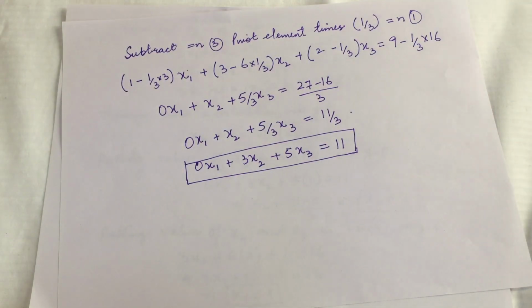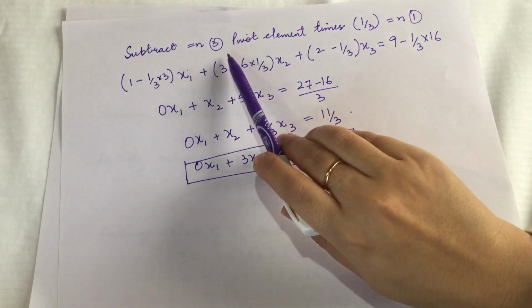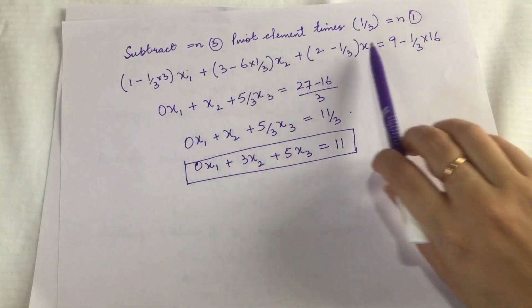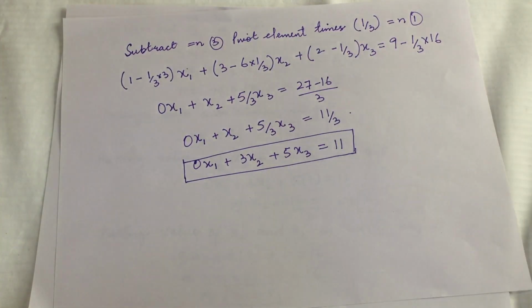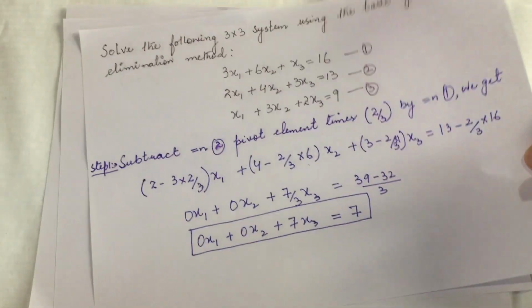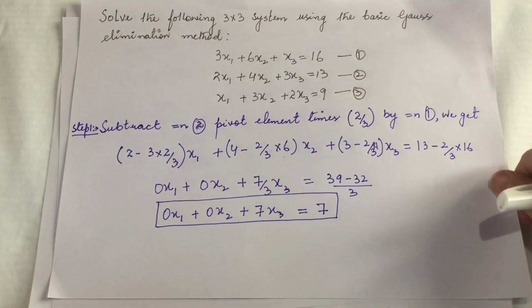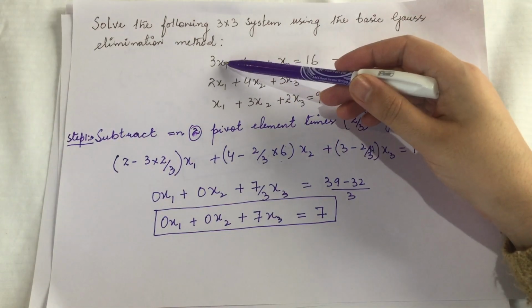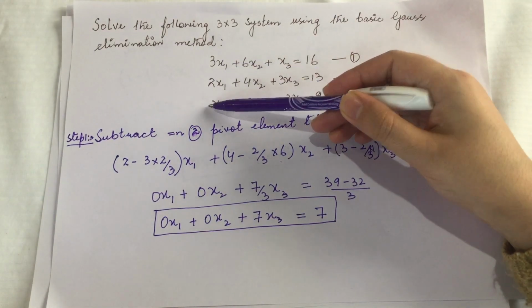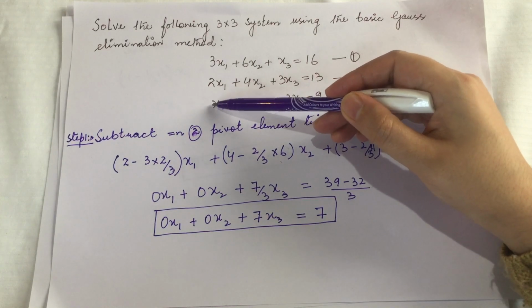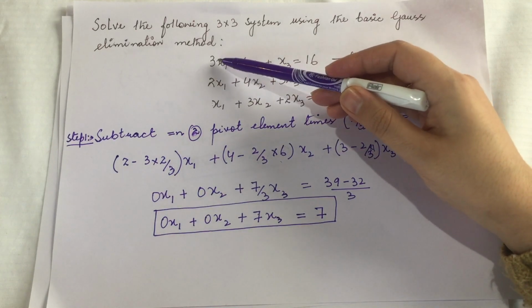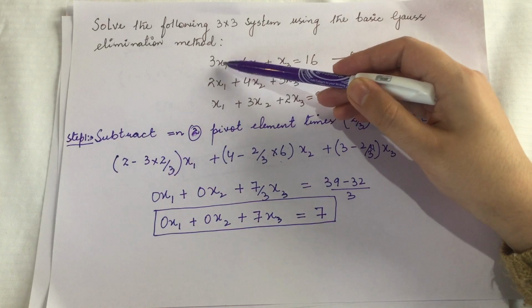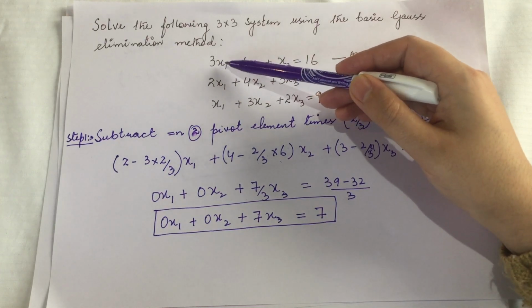If you will see, we are subtracting from equation third the pivot element times equation 1. The pivot element is 1 by 3. See here how we calculate the pivot element, 1 by 3. Somehow we have to make this as x1, because here the coefficient of x1 is nothing, we don't have any constant before x1, so we have to make this somehow equivalent to x1. So how will it be equivalent to x1?